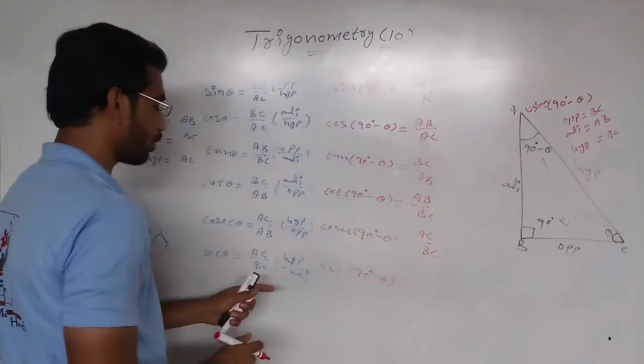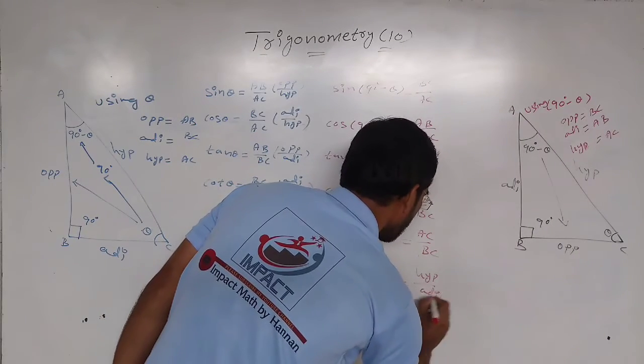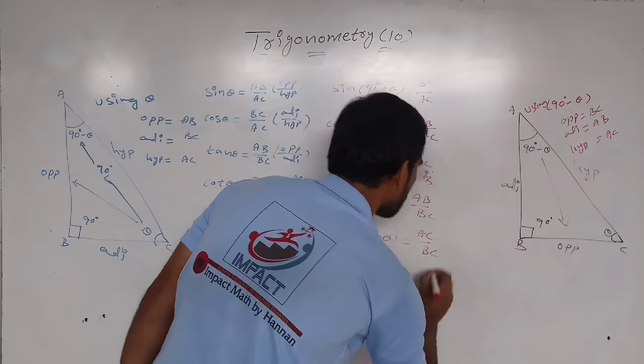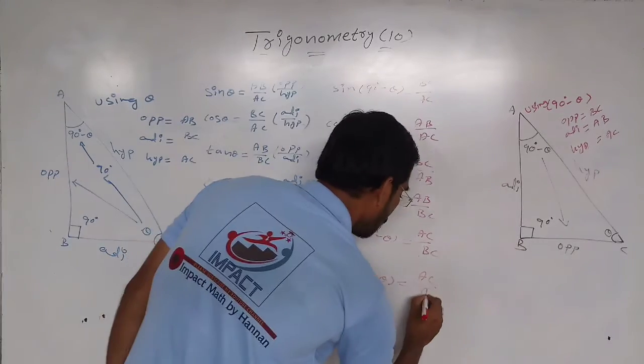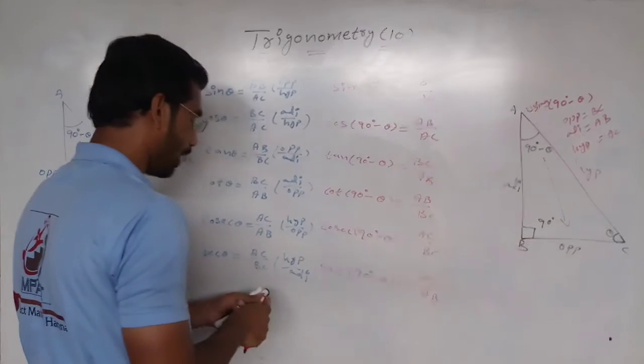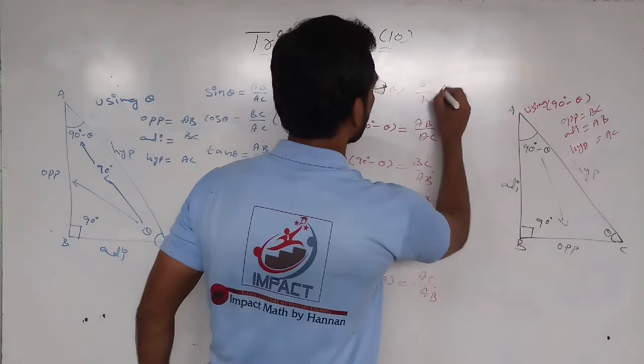Then sec 90 degrees minus theta. Sec theta is equal to hypotenuse by adjacent side. What is the hypotenuse here? AC. Adjacent is how much? AB. Now we will write it properly in this one.